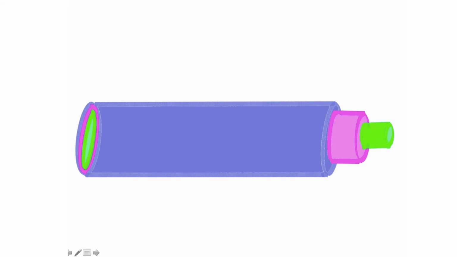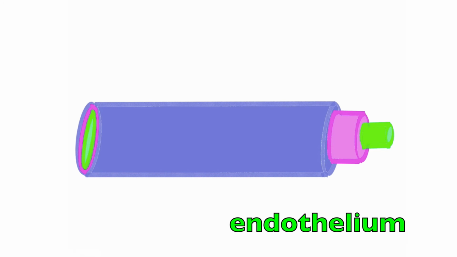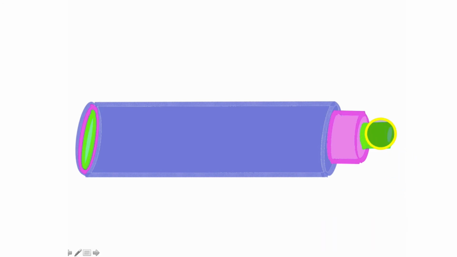The innermost layer right here, the tunica intima, is composed of simple squamous epithelial tissue, otherwise known as endothelium. The endothelium is continuous with the endocardium that lines the chambers of the heart. Keep in mind the endocardium is simple squamous epithelial tissue, as is the endothelium.